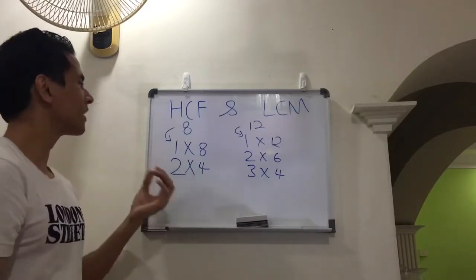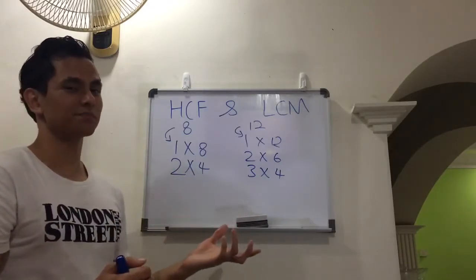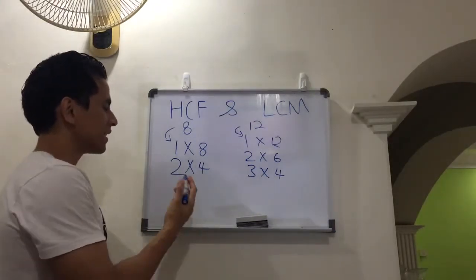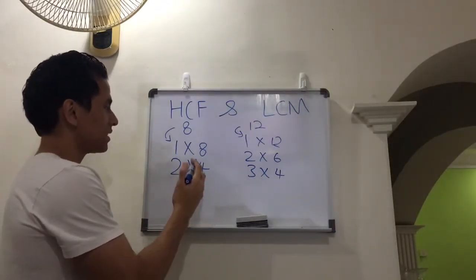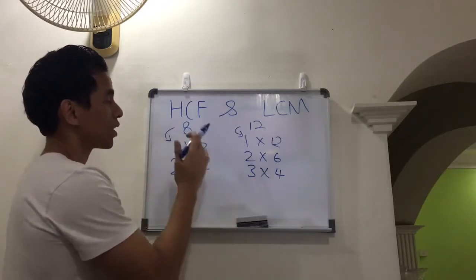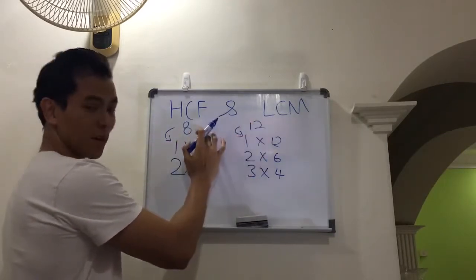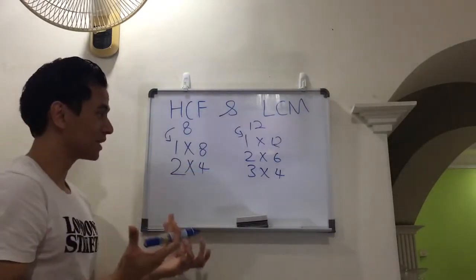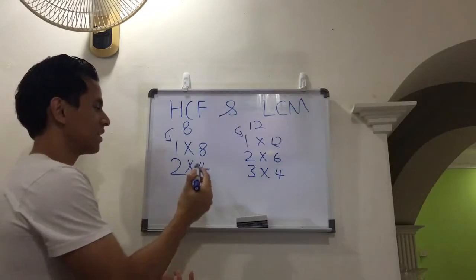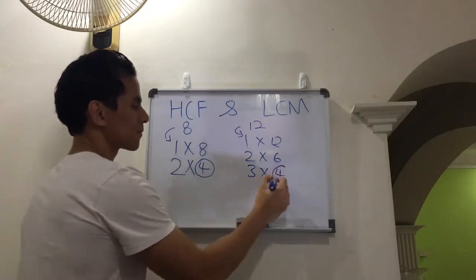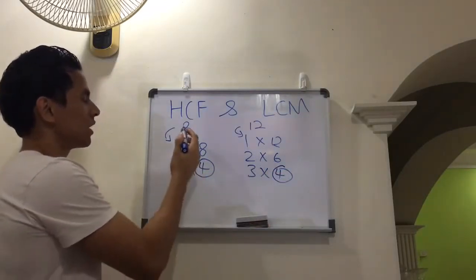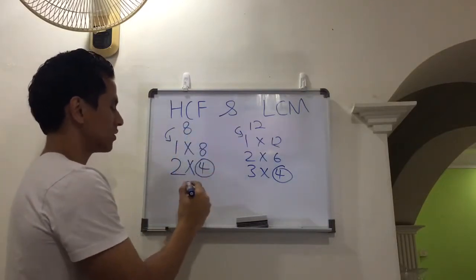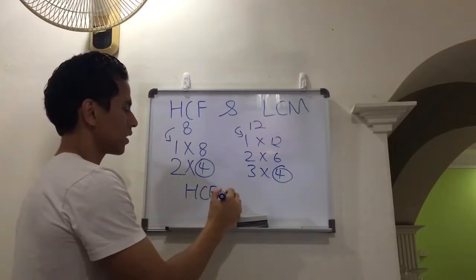So now, what is the highest common factor? The highest common factor is simply the highest number that is in both the factors of 8 and 12. If we are comparing 8 and 12 and we want the highest common factor, we need the highest number that appears in both of them. In this case, the highest number that appears in both factors is the number 4. So the answer to the HCF of 8 and 12 will be 4. So HCF equals 4.